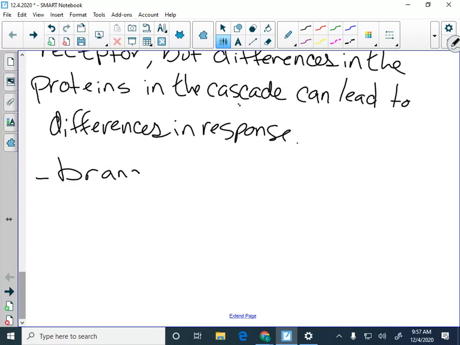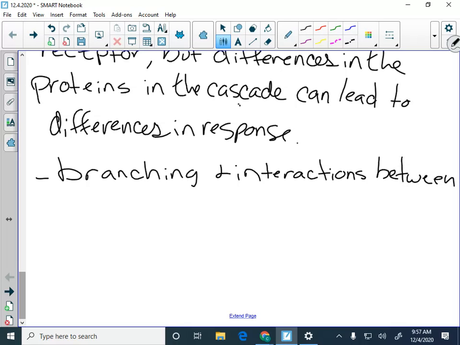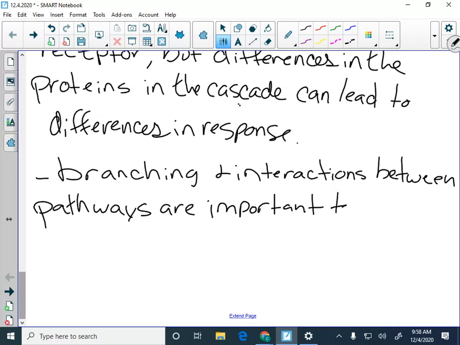Branching and interactions between pathways are important to the regulation and coordination of a response.